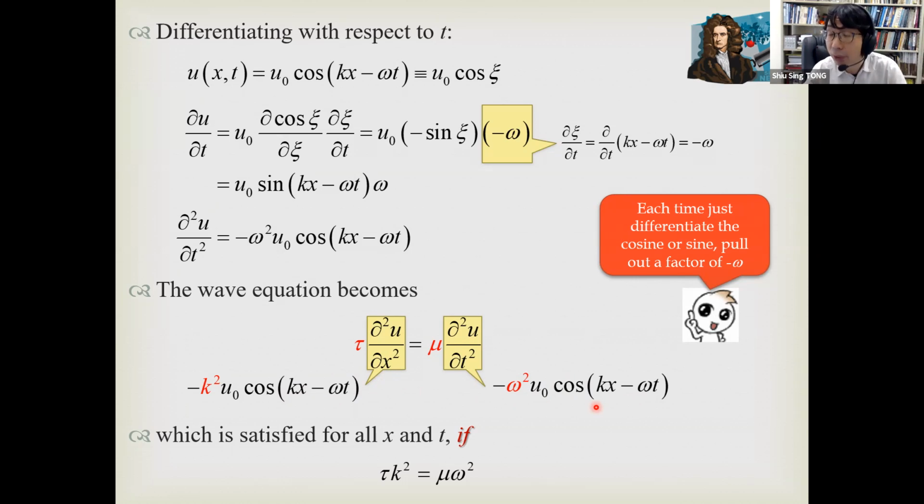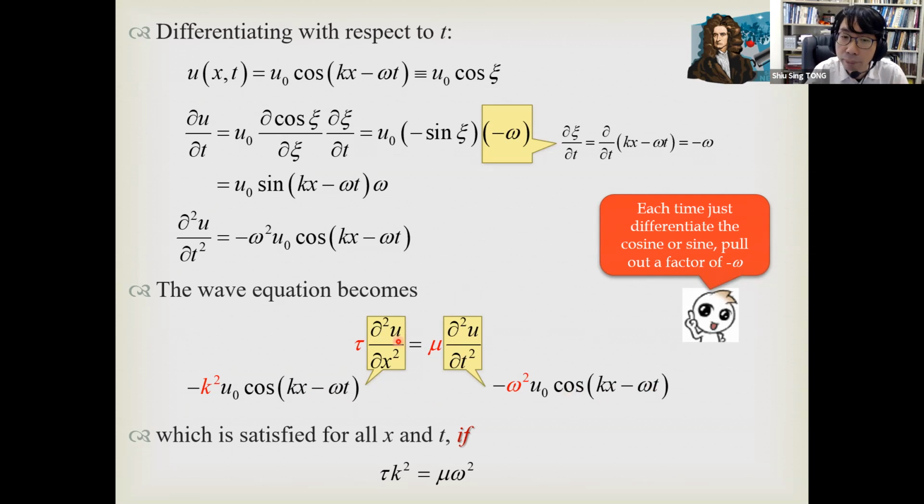If they can be canceled, that means the two sides can be satisfied for all time t and all position x. Okay. Now we involve not only time, but also position. And the canceling of the cosine factor means the wave equation can be satisfied for all time and all position. So that means the solution works. This is in fact a solution to the wave equation.